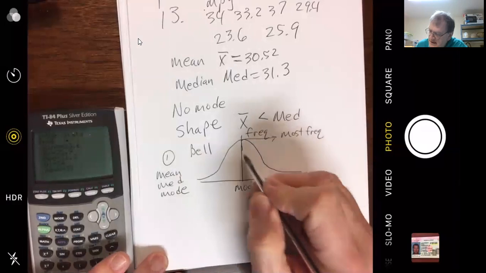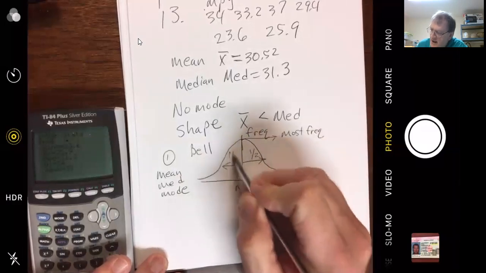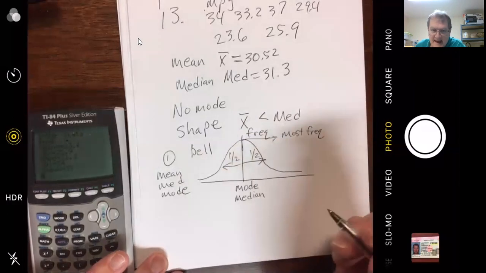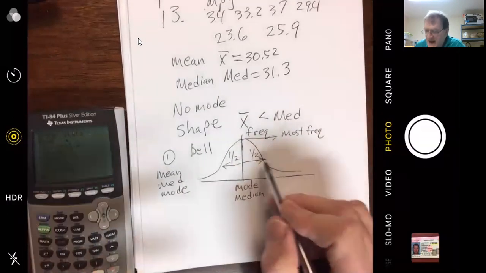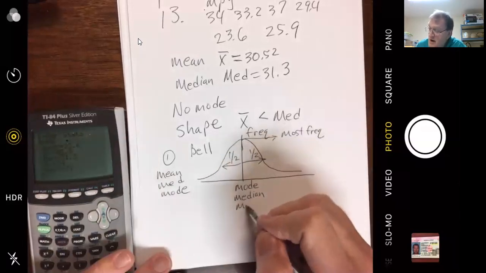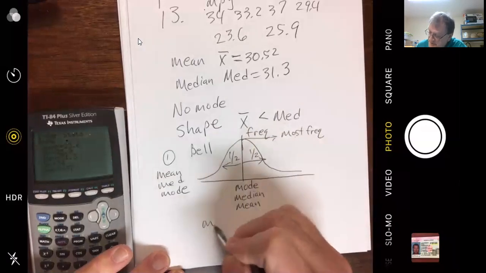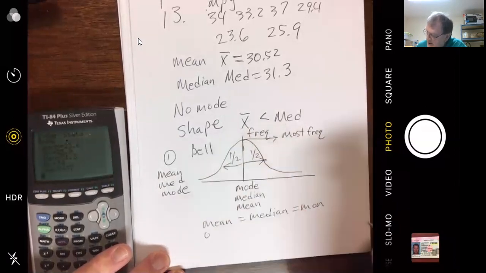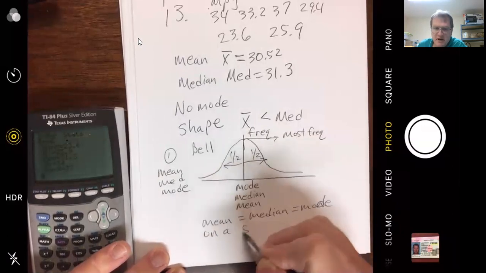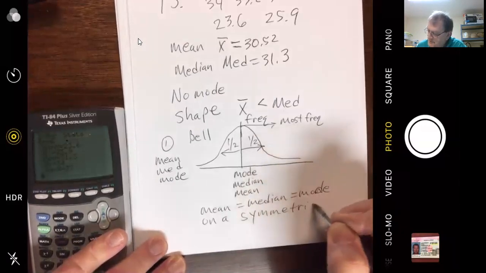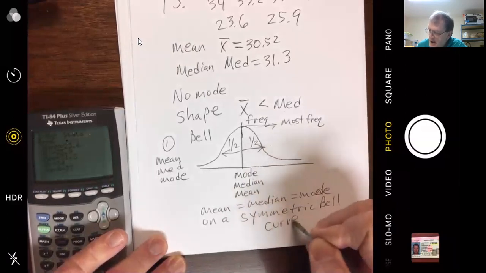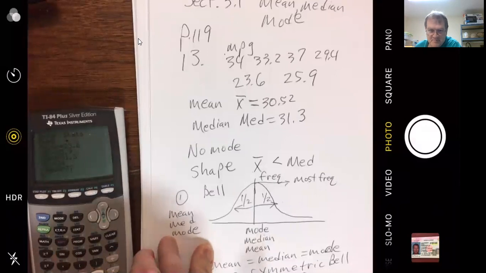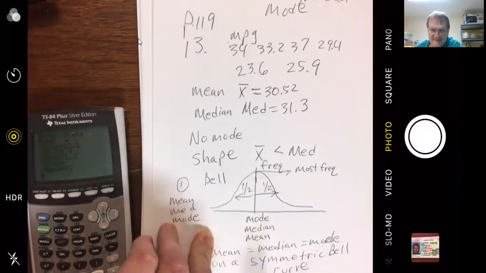So yeah, if it's truly symmetric, you've got half your numbers this way, half your numbers that way. Half the numbers are above the median, half below. So yes, the median will go at the same spot. And if you get half above, half below, it's going to average to the mean as well. All three are equal. Mean equals median equals mode on a symmetric bell curve. I'm working my way to this. Have we gotten this across? Yes. Okay.